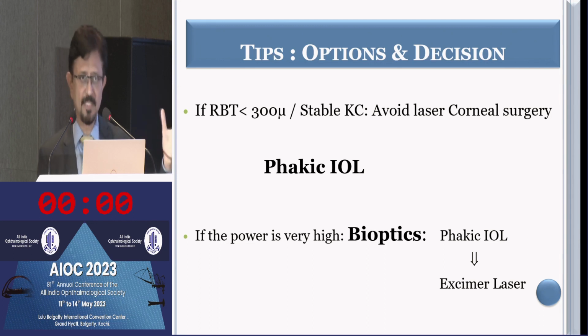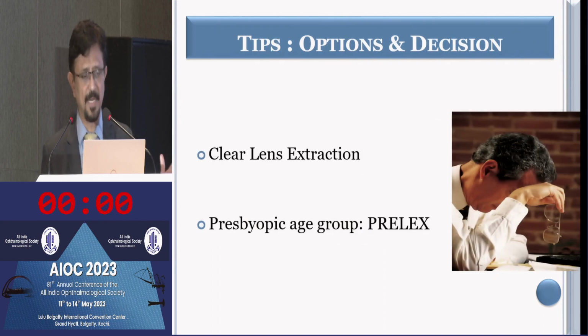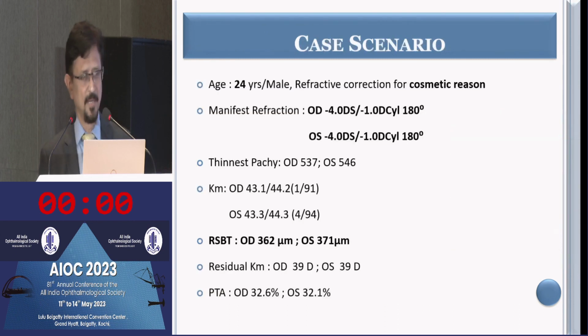If there's some residual refractive error left after phakic IOL, we can also do a surface ablation or a cornea-based procedure. And definitely last but not the least is an option of a clear lens extraction, particularly in patients who are in presbyopic age group. So I'll just show 2-3 case scenarios and I'll conclude.